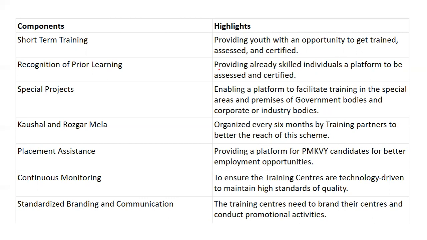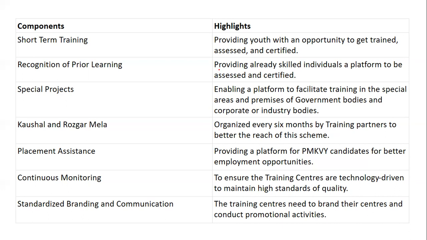Kaushalyan Rozgar Mela, which is organized every 6 months by training partners to reach out to the scheme. Then we have placement assistance, which helps candidates to have better employment opportunities. Then we have continuous monitoring, basically to train the centers which are technology driven in order to maintain high standards. And then we have standardized branding and communication. So the training centers need to brand their centers and conduct promotional activities.